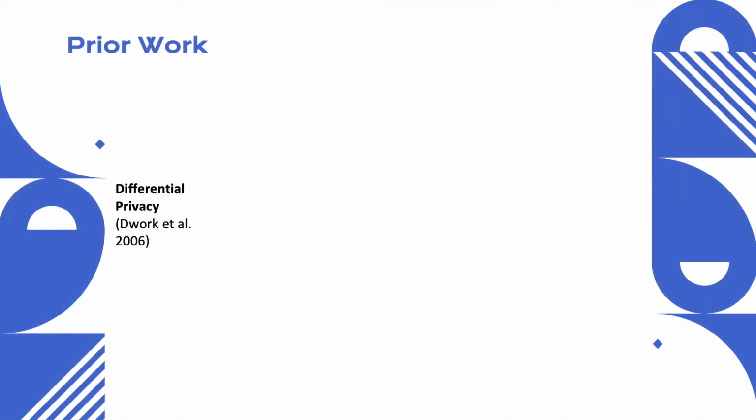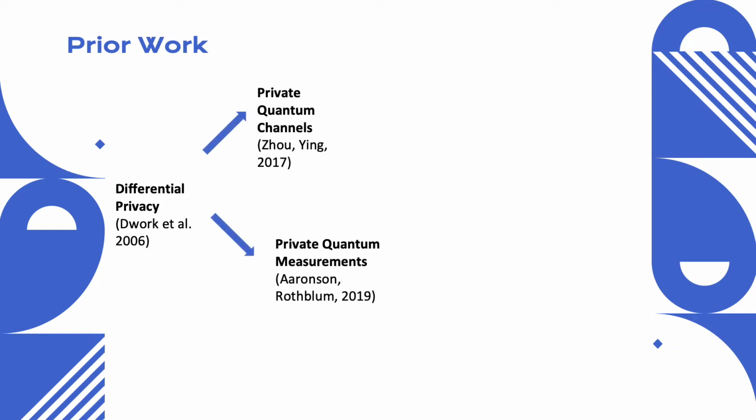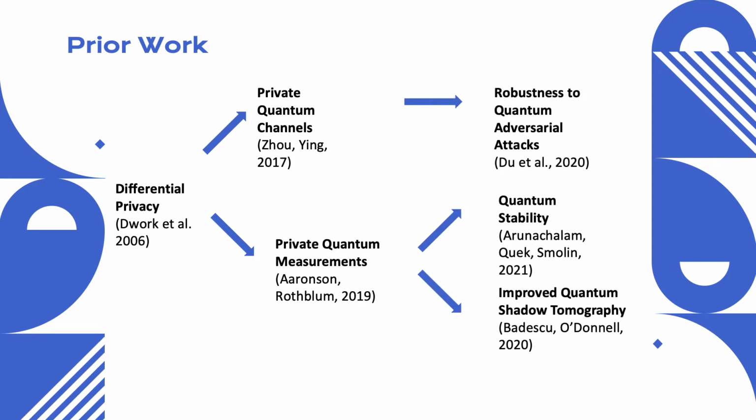Differential privacy is a theoretical framework for privacy-preserving data analysis that was introduced in 2006. There are already several works relating differential privacy to quantum computing. For example, differentially private quantum channels have been defined, as well as differentially private quantum measurements. Moreover, we have some applications to robustness to quantum adversarial attacks, quantum stability, and improved quantum shadow tomography.